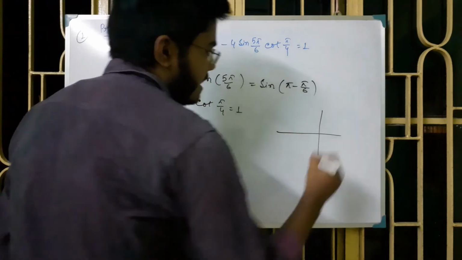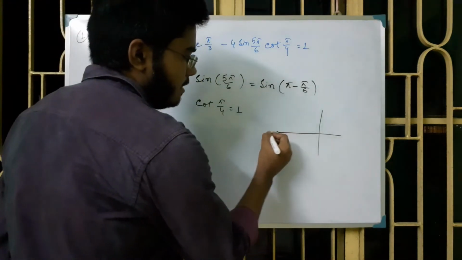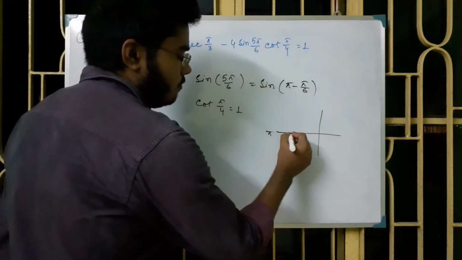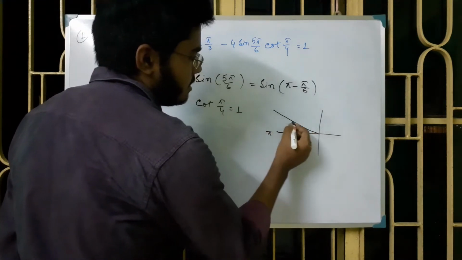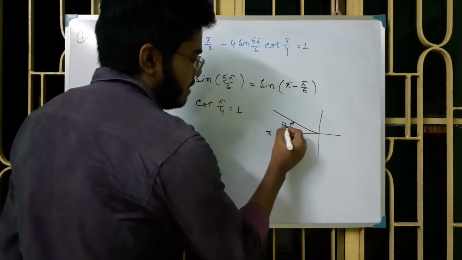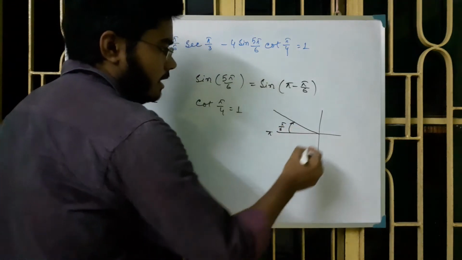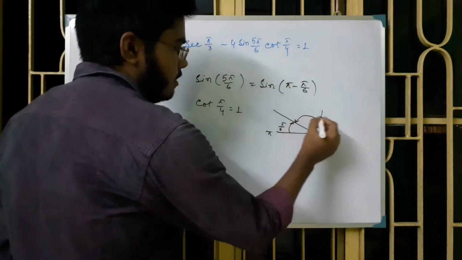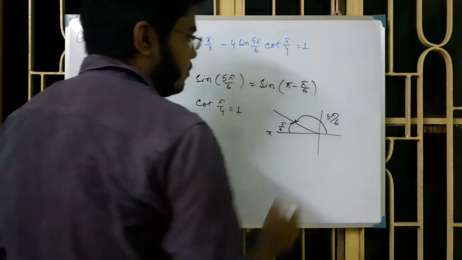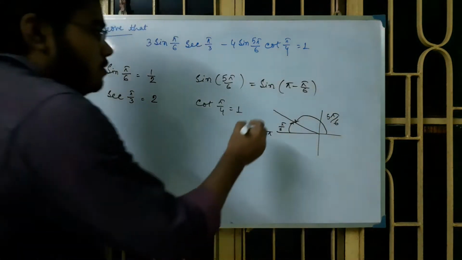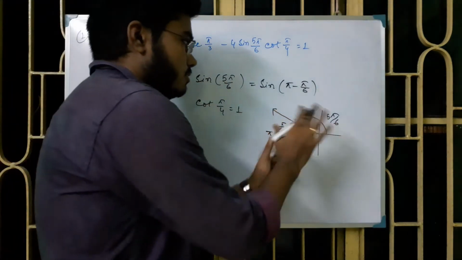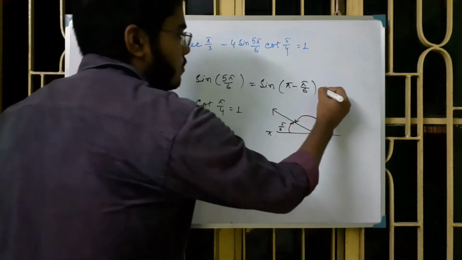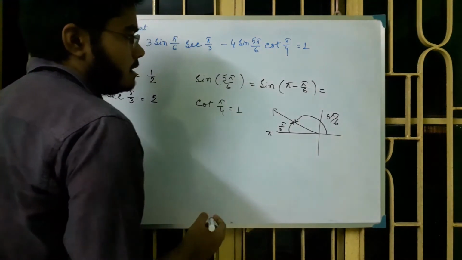Just look at this graph. This is pi, and we are at pi minus pi by 6. This is the pi by 6 angle, then this will be 5 pi by 6. So in general this is the thing. Now what is sine of pi minus pi by 6?